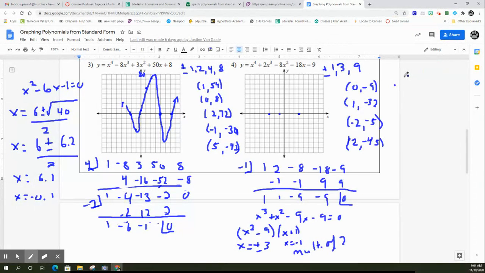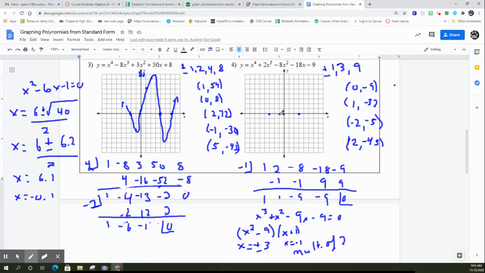All right, so I've done some work here. I did my p over qs, tried 1, it didn't work, gave me -32. I tried -1, it worked. Then I noticed I could do factor by grouping. So then I got x squared minus 9 times x plus 1, so I got x equals plus or minus 3, x equals -1. So -1 happened twice, so I'm going to have a multiplicity.